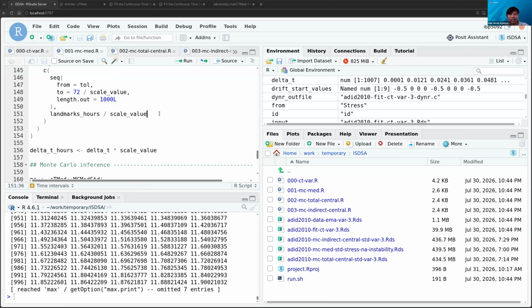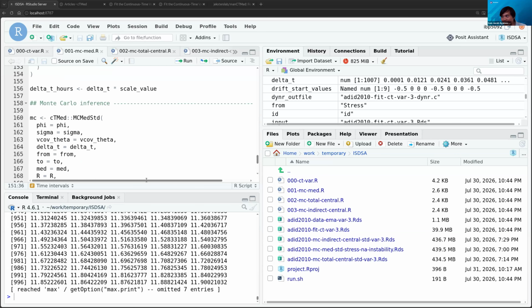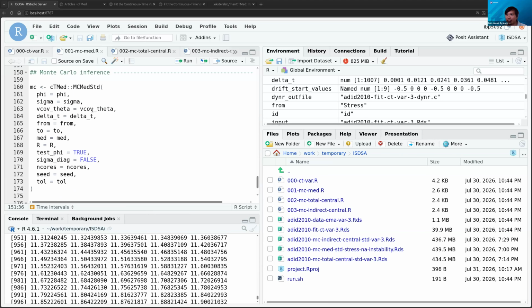So hopefully in the future, I can add functionality that will allow you to plot the results based on the time intervals that you're actually interested in. So here is the function. Because I'm using the standardized one, I'm using cMed std for the standardized version. You can still also use the delta method, but the Monte Carlo method is preferred.